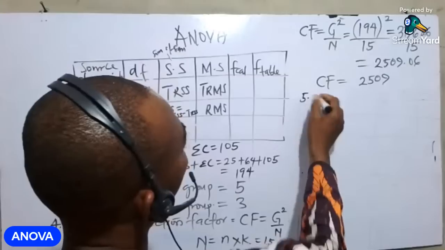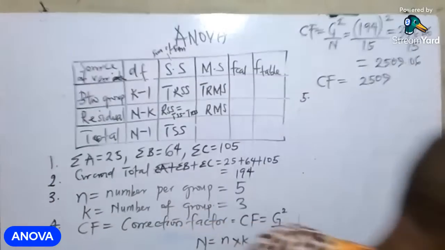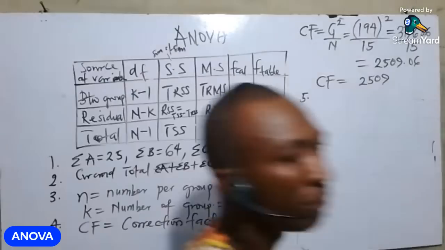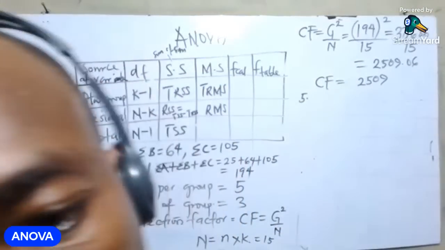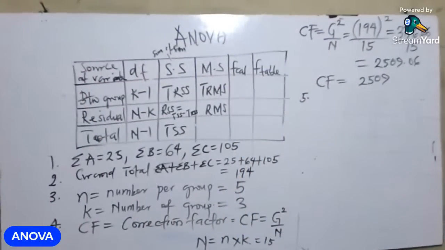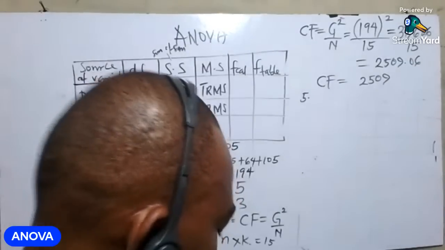So moving on to step 5 now. If it is clear to that place, can we have comments? If you have any challenge, let me know. Okay, it's clear to that level. So let's move on to step 5.